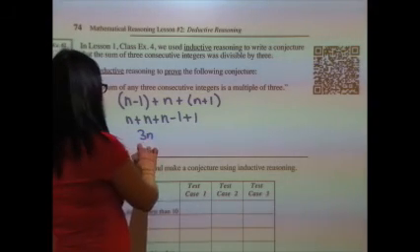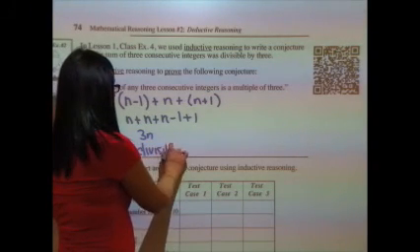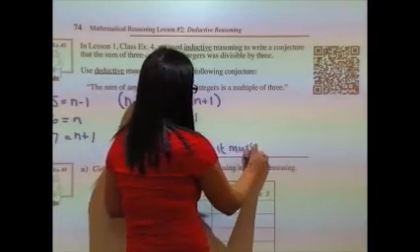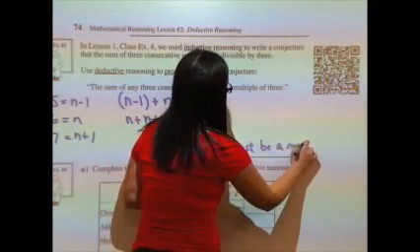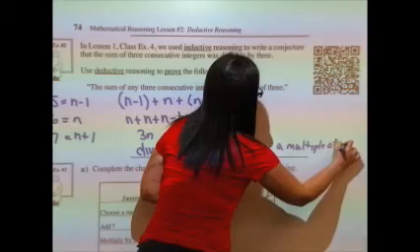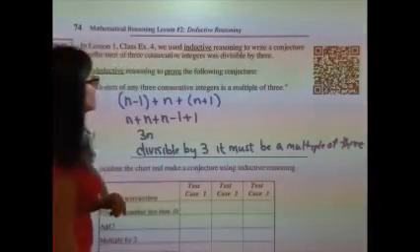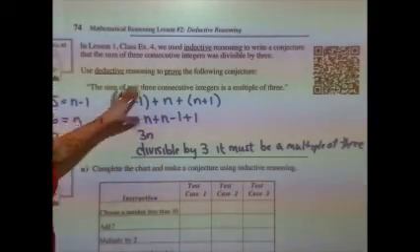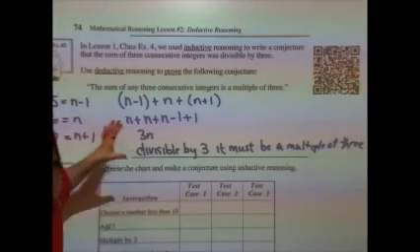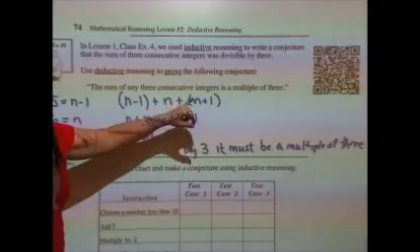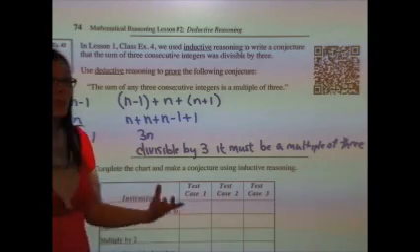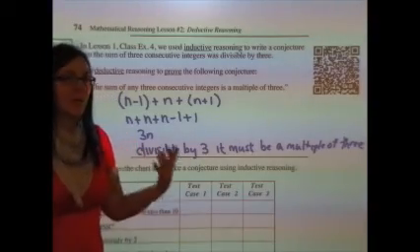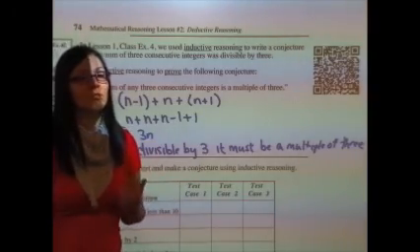3n is divisible by 3, which means it must be a multiple of 3. So the sum of any 3 consecutive integers is a multiple of 3. I've just actually proven that without using inductive reasoning, because remember, n could be anything. n could be a negative number, a decimal, or a fraction. It's not limited by just being the 5, 6, 7, or whatever examples I pull out of the air. That's how we do logical reasoning.